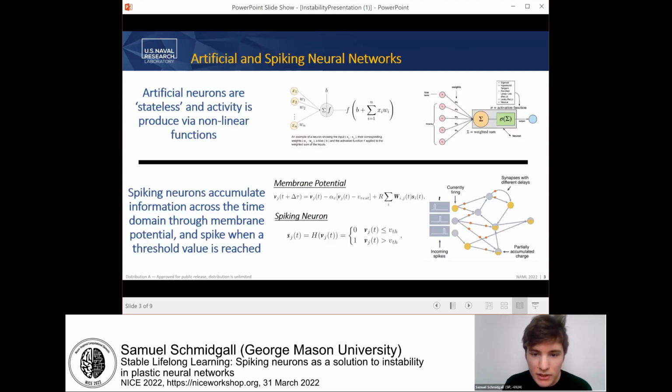I'm sure, considering the conference, we all know the difference between artificial and spiking neurons. But just briefly, artificial neurons are stateless and their activity is produced via nonlinear functions. Spiking neurons accumulate information across the time domain through membrane potential, and a spike is produced when a threshold value is reached. As a consequence, spiking neurons are fundamentally temporal, whereas artificial neurons are fundamentally non-temporal. They don't necessarily have a state history.